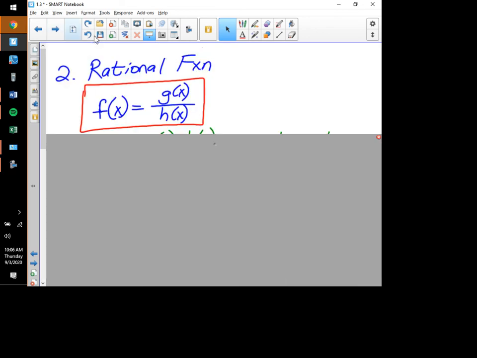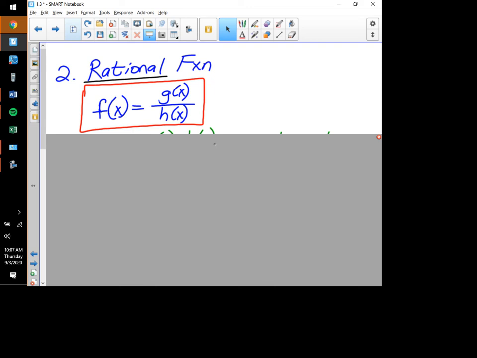Okay, shifting gears now, guys, we're going to move on to our second class of function, rational functions. And these ones you started to see just a little bit of in Algebra 1, but it really wasn't until Algebra 2 that you guys dove into rational functions and really started to understand what they are.